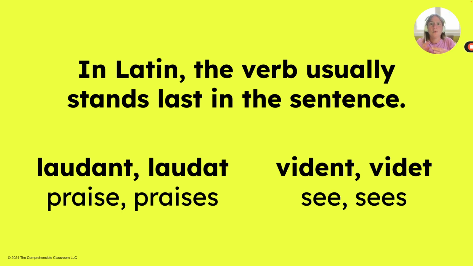Laudant means more than one people are praising. So laudant is praise as in they praise. And laudat means that just one person is praising. So it would be like he praises or she praises or it praises. So that's why those are different sometimes. And then same thing with the verb for to see. Vident is if more than one people are seeing. Videt is if he is seeing, she is seeing, or it is seeing, just one person. So the NT on the end of a verb means that more than one person's doing it. All right, ready to play?